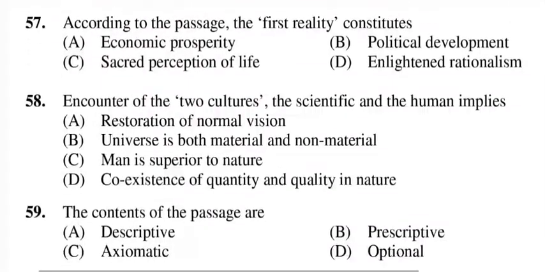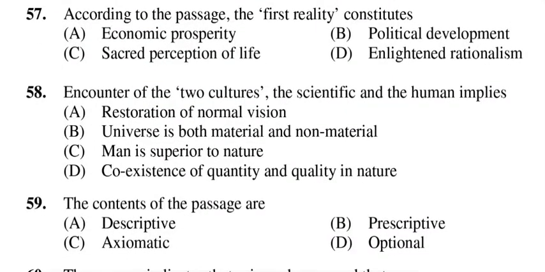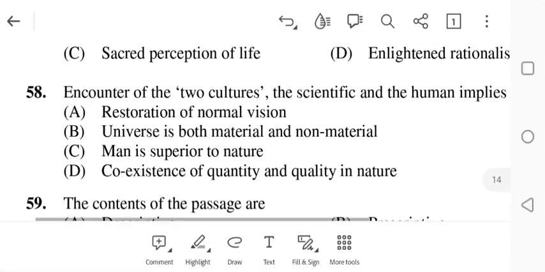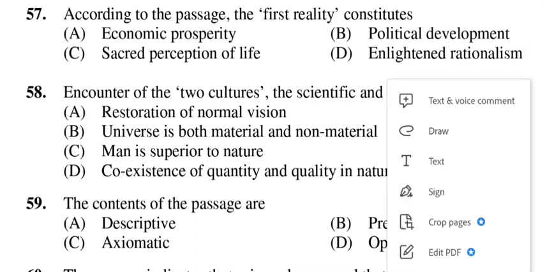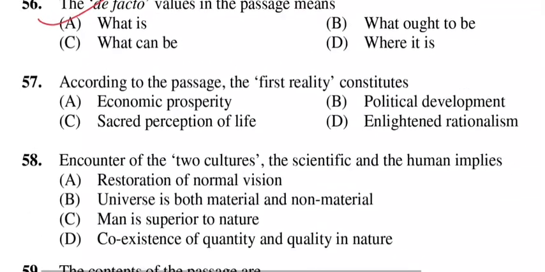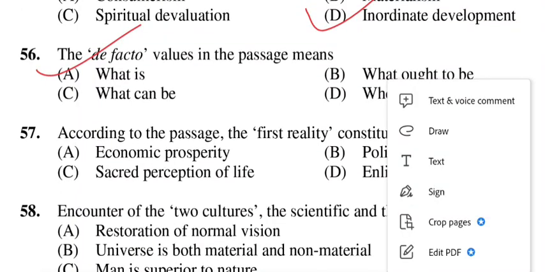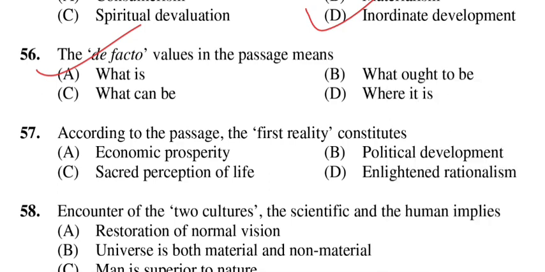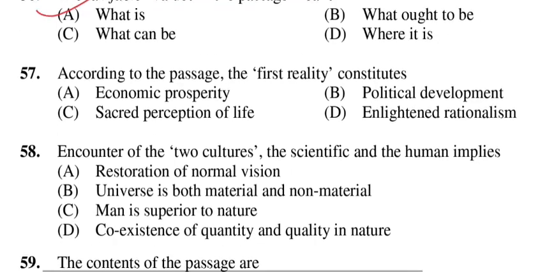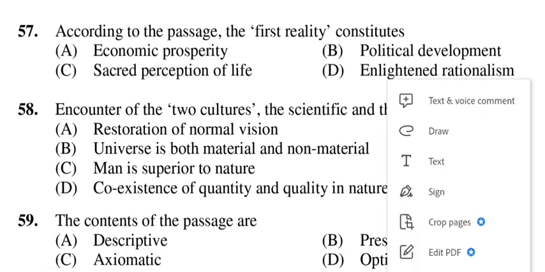57. According to the passage, the first reality constitutes what? Economic prosperity, political development, sacred perception of life, enlightened rationalism. So the correct option for 56 will be A, that is true. 57 will be D. Okay. Enlightened rationalism. According to the passage, the first reality constitutes enlightened rationalism.